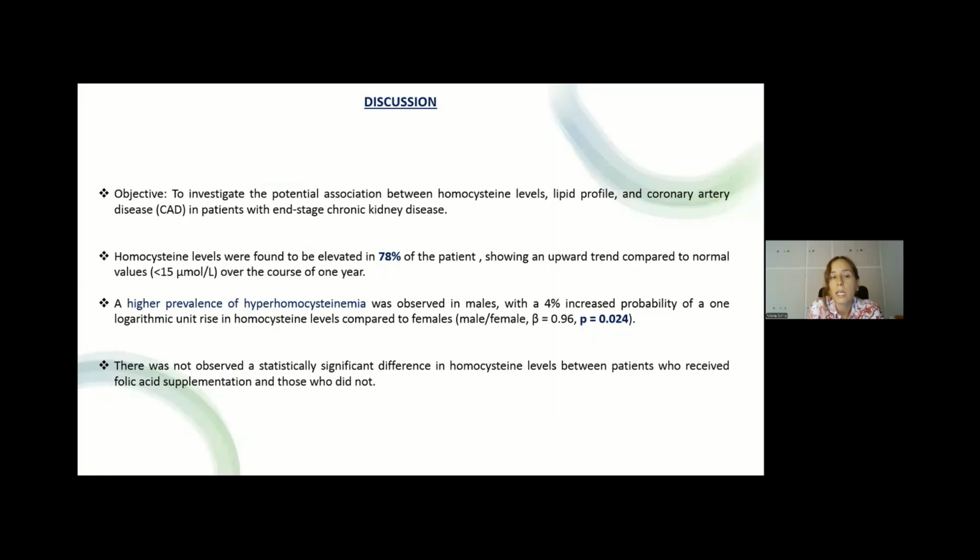So the objective of our study was to investigate the potential association between homocysteine levels, lipid profile, and coronary artery disease in patients with end-stage chronic kidney disease. Homocysteine levels were found to be elevated in 78% of the patients, showing an upward trend compared to normal values over the course of 1 year. There was a higher prevalence of hyperhomocysteinemia in males, and they had a 4% increased probability of a 1 logarithmic unit rise in homocysteine levels compared to females. There was no statistically significant difference in homocysteine levels between patients who received folic acid per os or not.